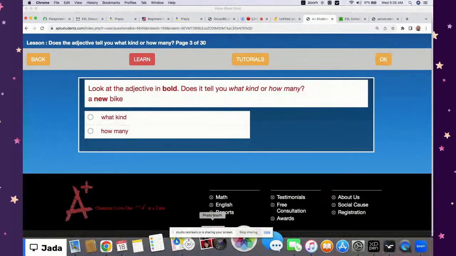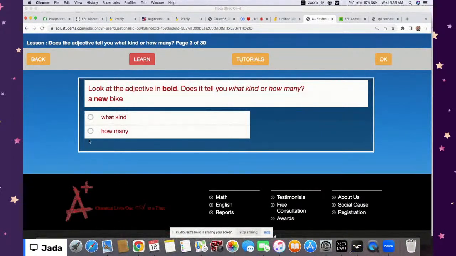And then we have a new bike. So what kind or how many? What kind of bike can you see? I see a new bike. So is it what kind or how many? It is what kind, because what kind will ask you what you can see, and you say a new bike. But how many will ask you, how many dogs do we have there? And then you can say three dogs. So this is what kind.